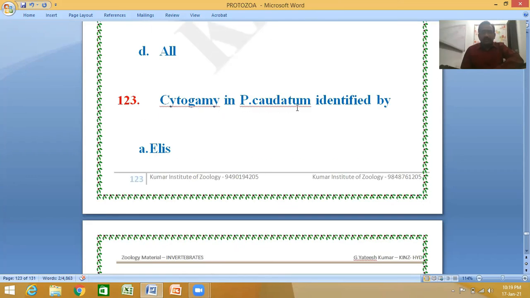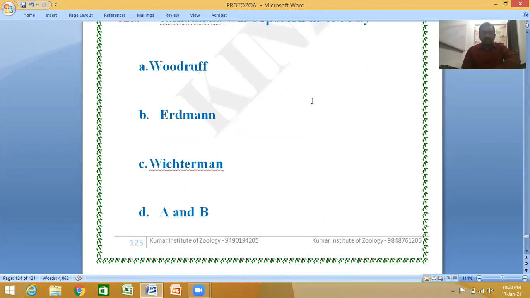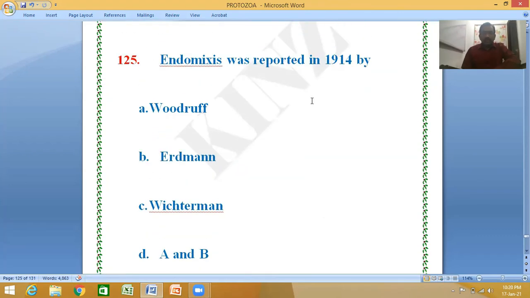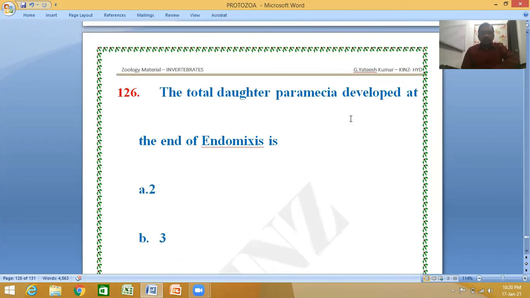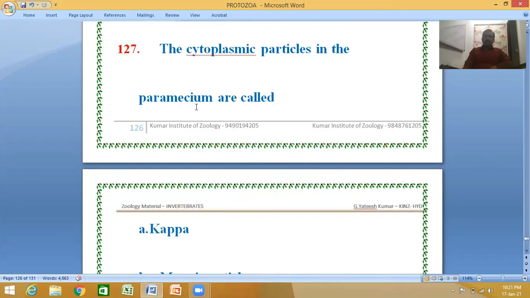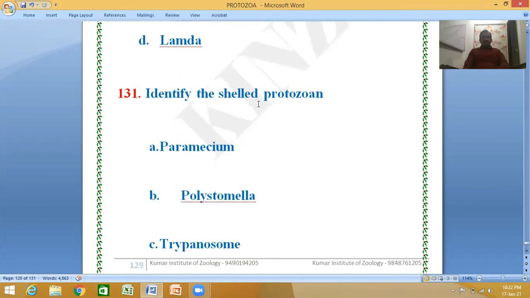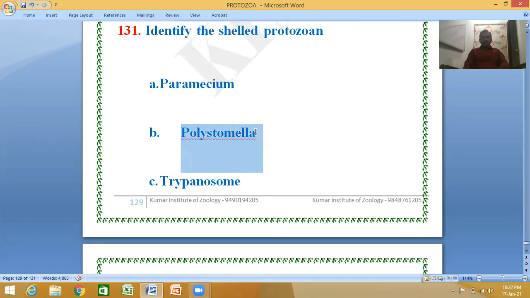Cytogamy in Paramecium caudatum is identified by option. Endomixis was proposed in 1914 by Woodruff and Erdmann. The total daughter paramecia developed at the end of endomixis is 4. Kappa particles: the gene responsible for the kappa particle is gene K. Identify the shelled protozoan. The shell-containing protozoan is Polystomella. Elphidium is the best answer, and the other name is Polystomella.